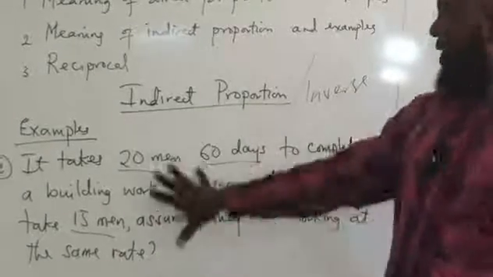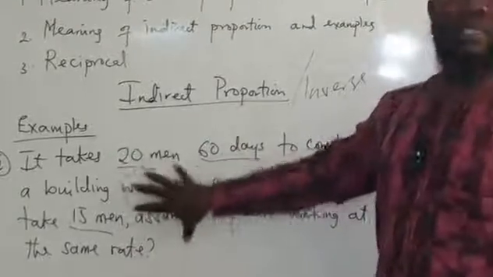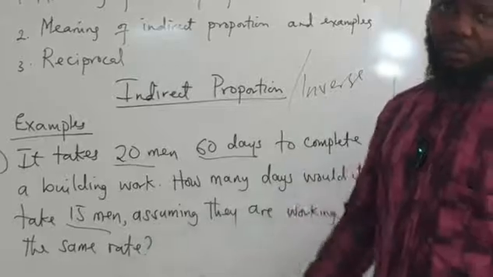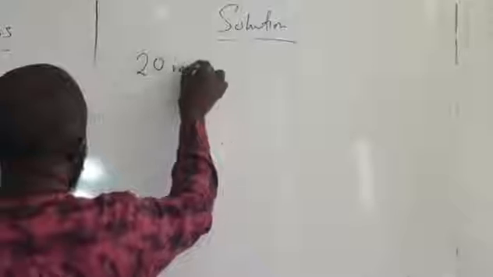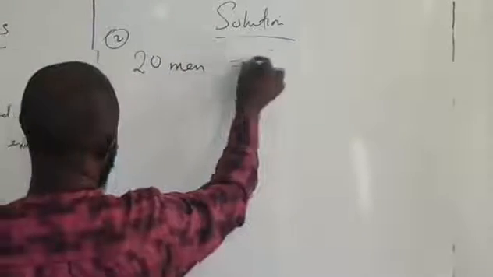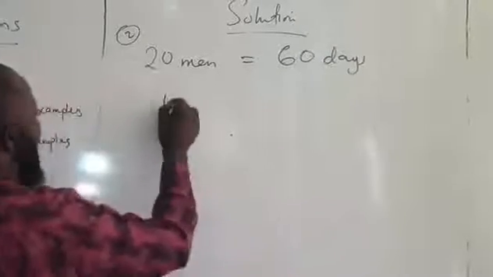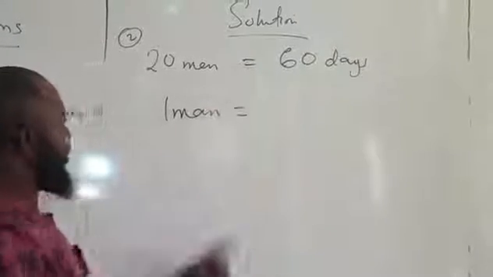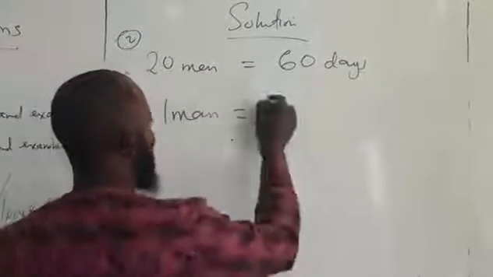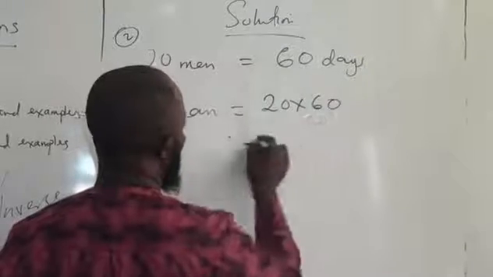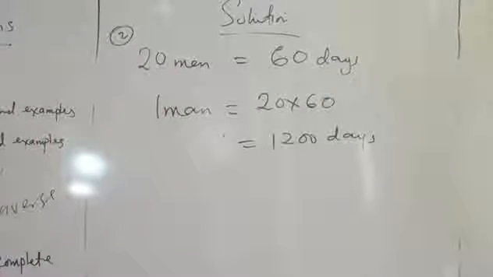That's how you pinpoint if the question is on indirect proportion or direct proportion. Is that clear? So let's now interpret. 20 men, that's question number 2, spend 60 days. Right. So 1 man will spend how many days? The work of 20 men will be done by 1 man now. That is 20 times 60, which is 1,200 days. I believe I'm with you.